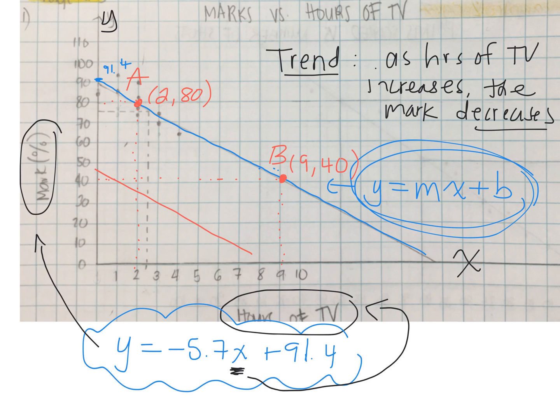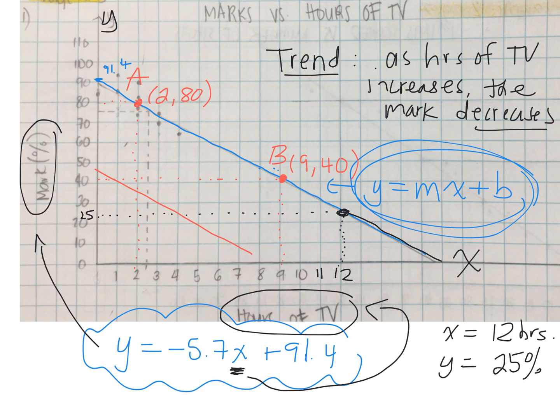Does that make sense? If a student watches, let's say, 12 hours of TV, if x is 12 hours, tell me, according to this trend in the data, it's not going to be true all the time, but according to the trend, what would be a good prediction for what their grade might be? They might roughly get around 25%. And we can even use the graph to check that. Extend your line. 12 hours gives roughly 25, doesn't it? So you can use the graph or you can use your equation. If you're extending your line, it means you're extrapolating the information.